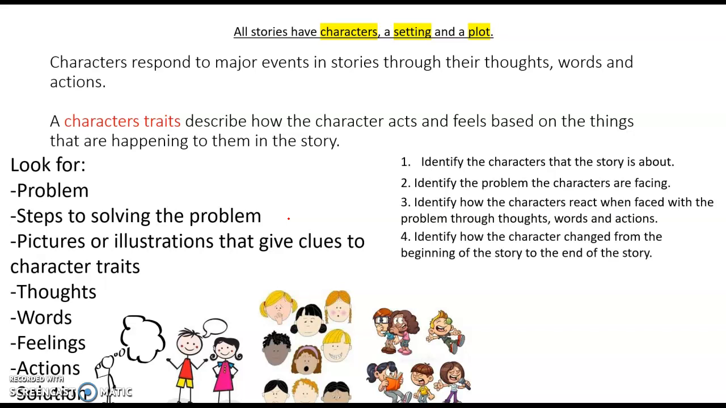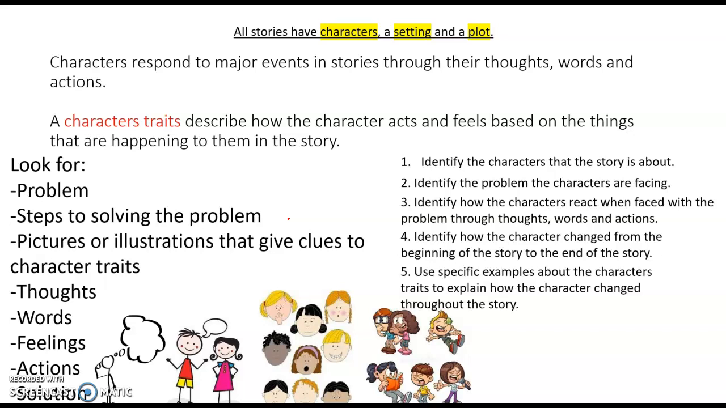Then we identify how the character's changing from the beginning of the story to the end of the story. Maybe the character was really scared or nervous about something at the beginning of the story, but then as the story goes on, they're really not nervous anymore and they've become excited. Last, we'll be able to use examples about the character traits to explain how the character changed throughout the story.